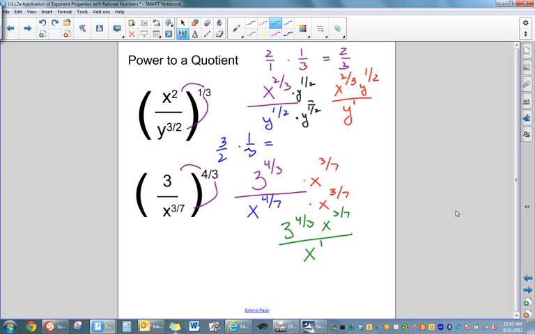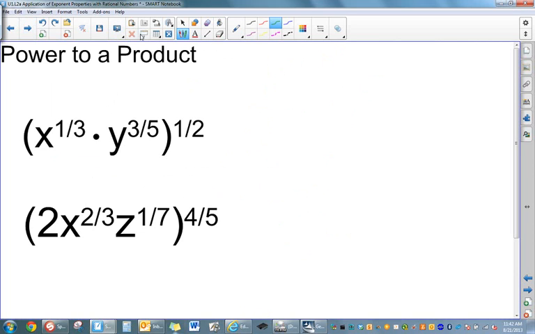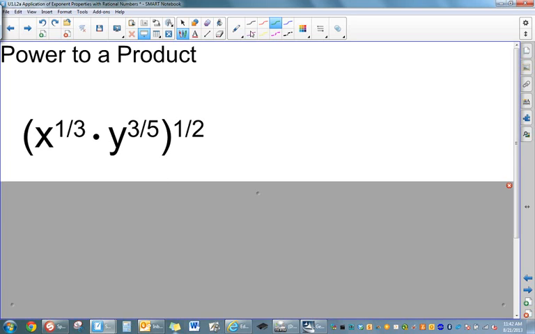One more rule, I think an easy one for last. The power to a product. Can someone please describe this last one to me? Power to a product, what are you going to do? Rana, what are you going to do with that 1/2? Distribute it to what? To the other exponent. Jens, what were you going to say? Distribute it to the other exponent.